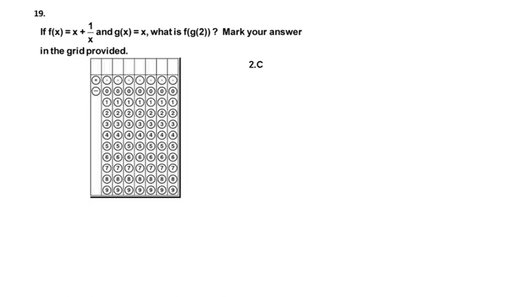19. If f of x equals x plus 1 over x and g of x equals x, what is f of g of 2? And so what you do is you take this 2 and plug this 2 into the g. Okay? So g of 2 is equal to 2.